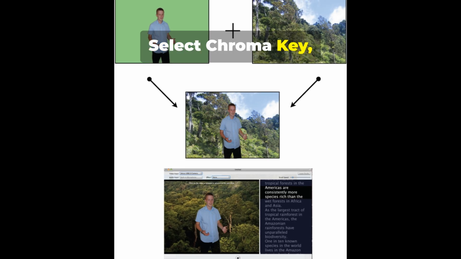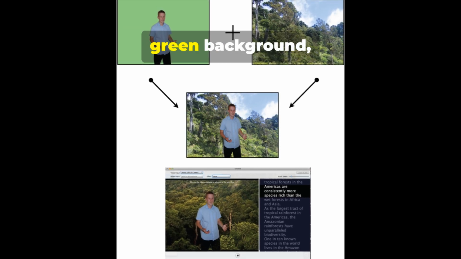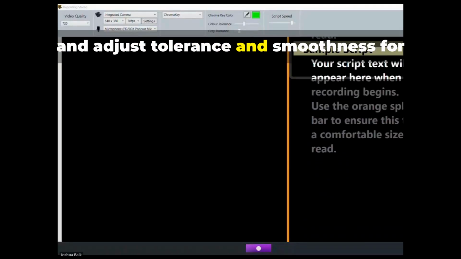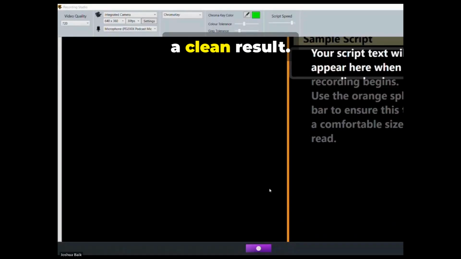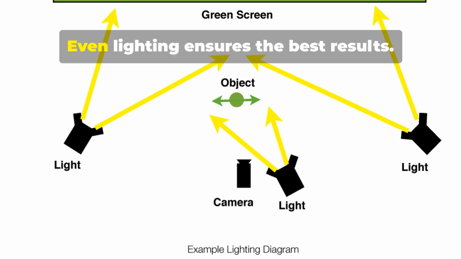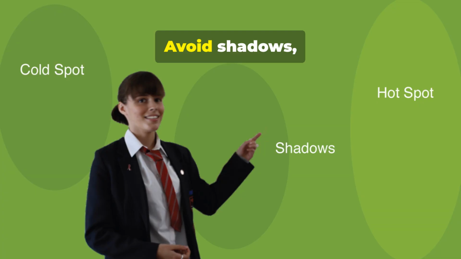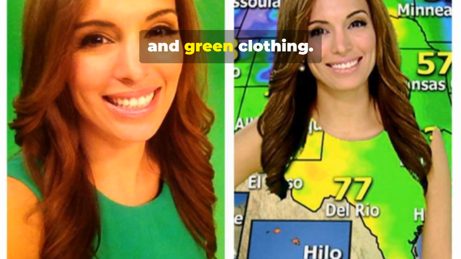Select chroma key. Use the pipette tool to choose the green background and adjust tolerance and smoothness for a clean result. Even lighting ensures the best results. Avoid shadows, hot spots, and green clothing.